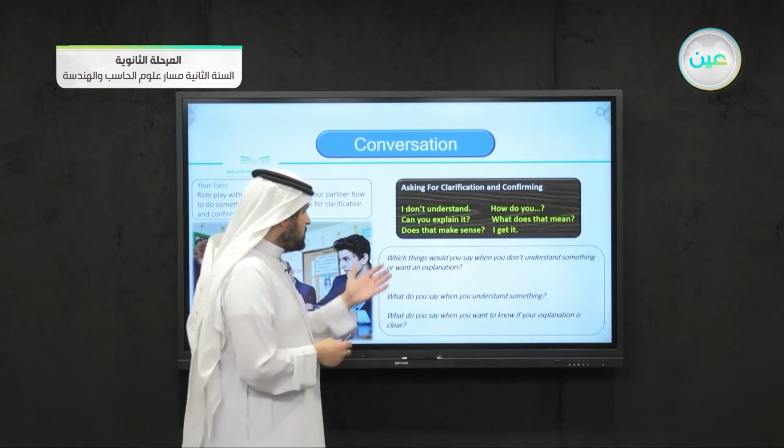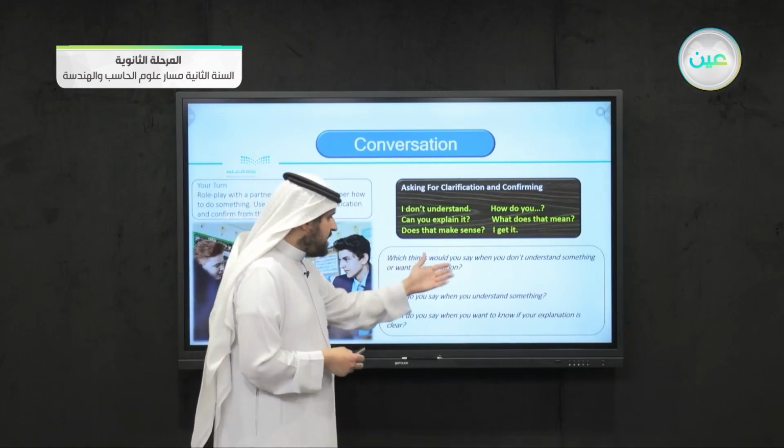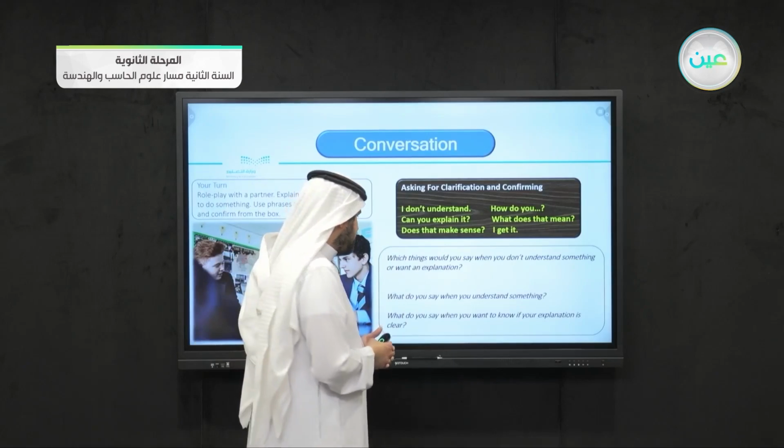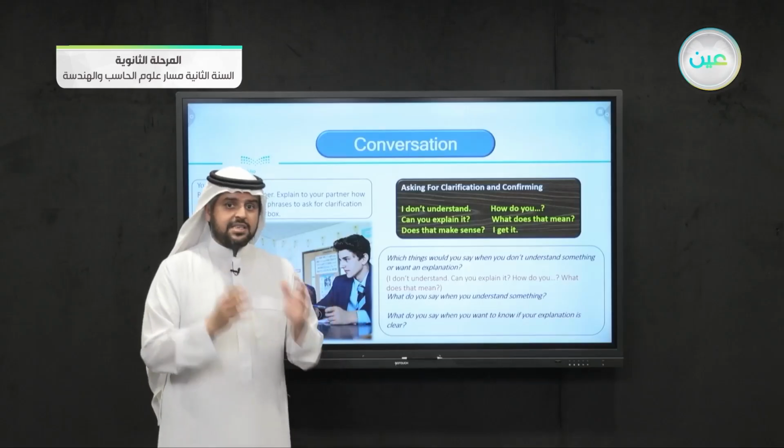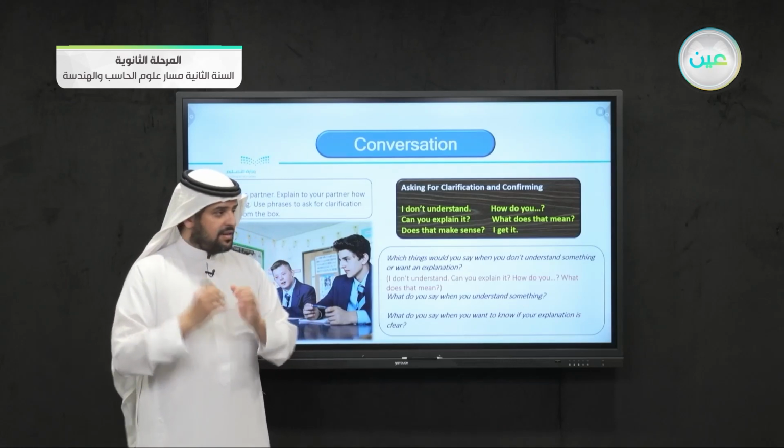Which of these things would you say when you don't understand something or want an explanation? When you don't understand, what do you say from the box? Yes, that's correct. You say, I don't understand. Can you explain it? How do you? What does that mean? You can choose either one when you don't understand something. And don't be shy to ask. If you don't understand something from the teacher, from anyone, just ask for more clarification.